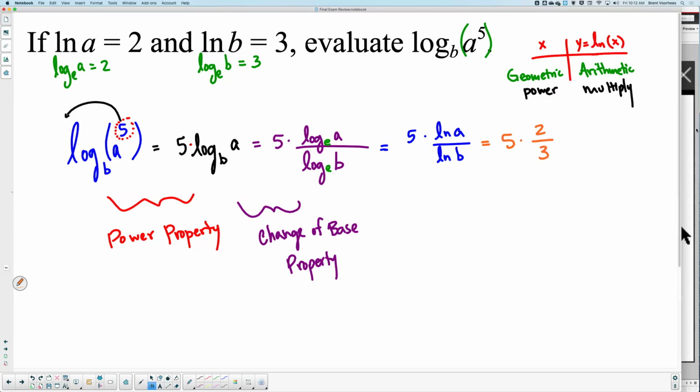And so my answer is going to be, what's 5 times 2? You multiply the numerator. That's dividing. So it's going to be 10 divided by 3. There's your answer. 10 divided by 3 is your solution on this problem. That was a substitution there. I can write that in there. Substitution. This was just a rewrite.